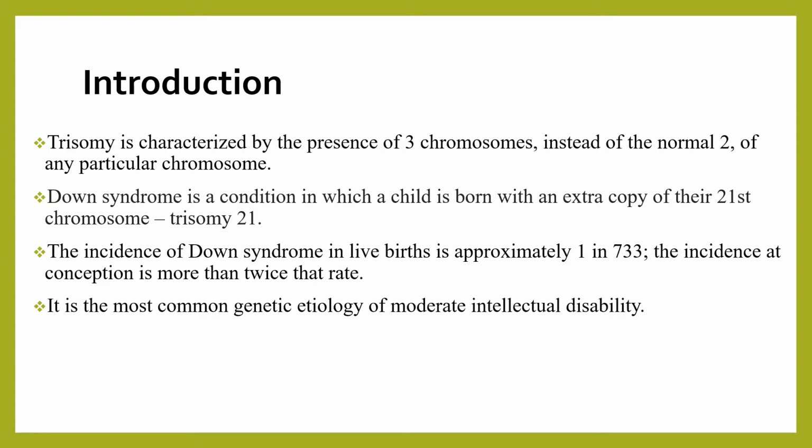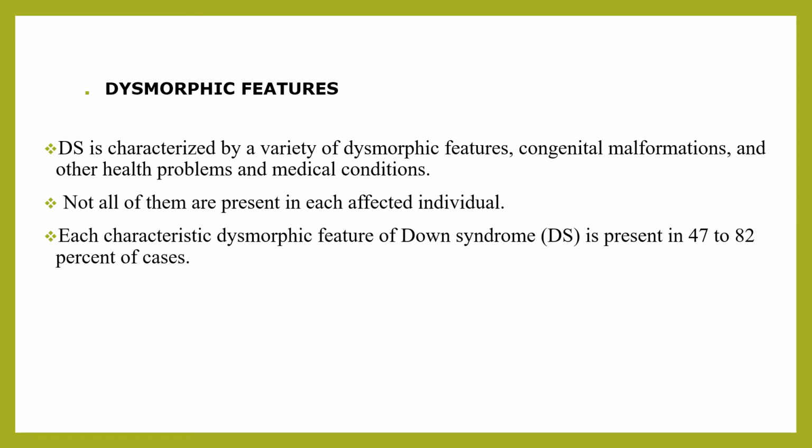It's a condition in which a child is born with an extra copy of their 21st chromosome. The incidence of Down syndrome in live births is around 1 in 733, whereas the incidence at conception is more than twice that rate. This is the most common genetic etiology of moderate intellectual disability. Down syndrome is characterized by a variety of dysmorphic features, congenital malformations, and other health-related problems and medical conditions. Not all of them are present in each individual.